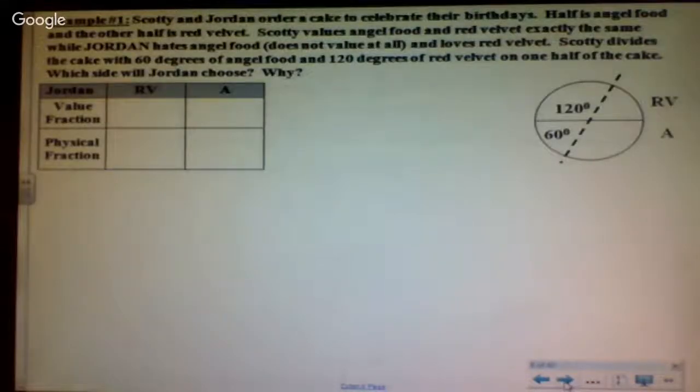So let's talk about Scotty and Jordan. They're ordering a cake to celebrate their birthdays. Half is angel food, the other half is red velvet. Scotty values angel food and red velvet exactly the same, while Jordan hates angel food, which means he does not value it at all, and he loves red velvet. Scotty divides the cake with 60 degrees of angel food and 120 degrees of red velvet on one half of the cake. So Scotty has cut this cake. This is piece 1, this is piece 2.